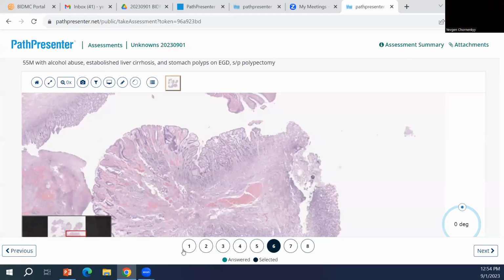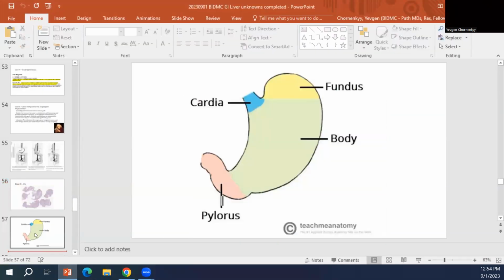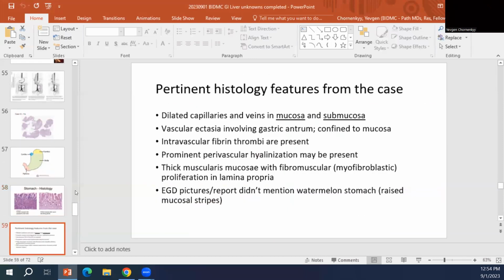And that's where we were with this case. The polyps were just a distractor. Very briefly, stomach anatomy: you have the cardia, fundus and body, and you have the pylorus. Histology in the corpus and fundic mucosa, you should see some parietal and chief cells. In the antral mucosa, you have more mucin-secreting glands. So we were more in this part of the biopsy.